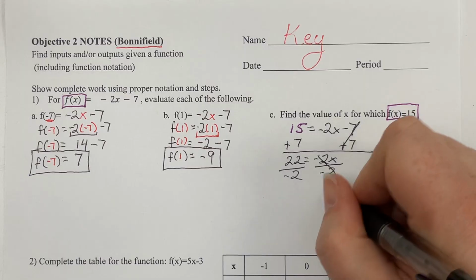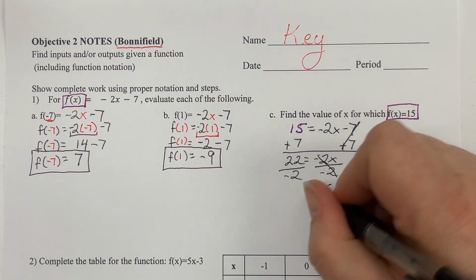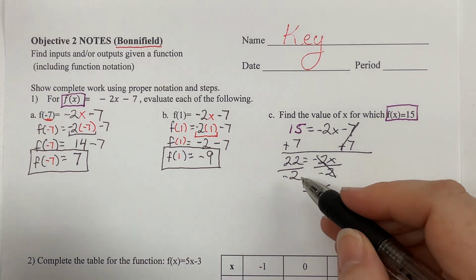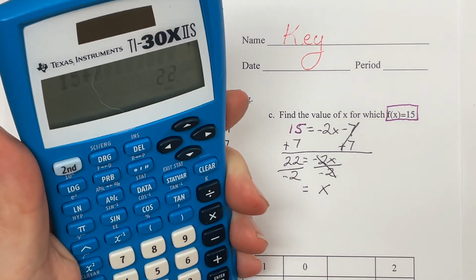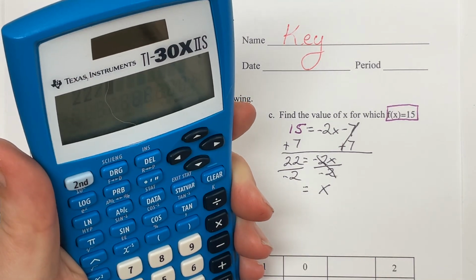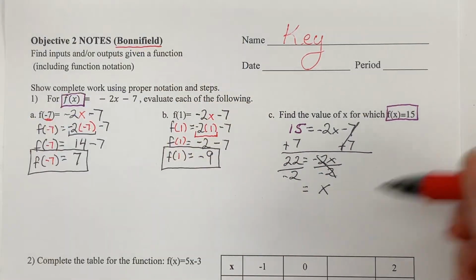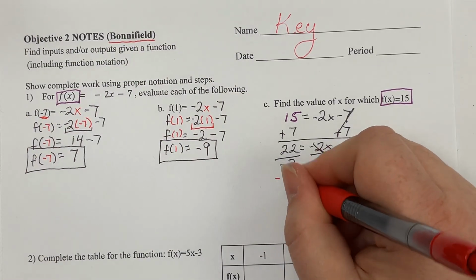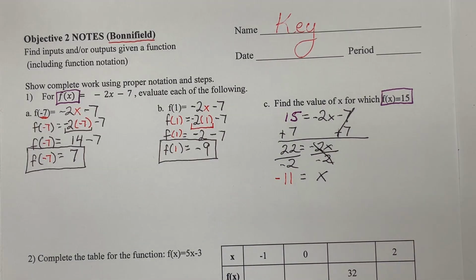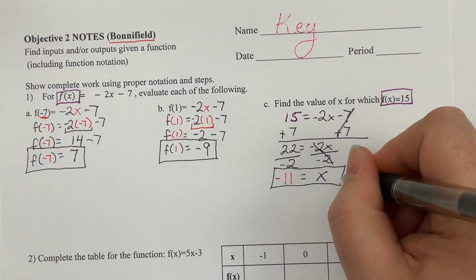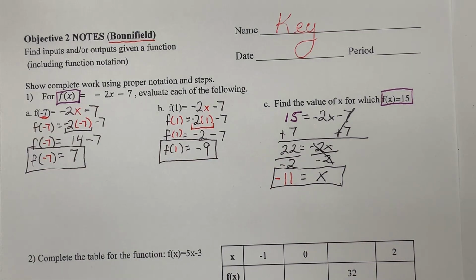These guys cross out. X equals, what's x? 22 divided by negative 2. 22 divided by negative 2 is negative 11. So that is what my input would be, and that's my final answer. There we go. Okay, how'd you guys do?